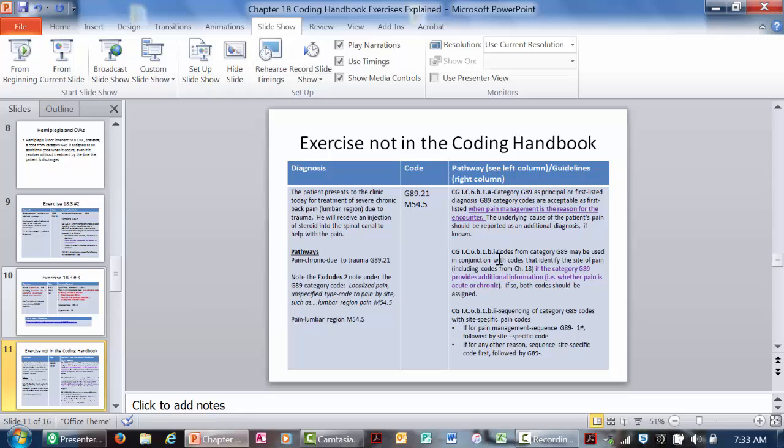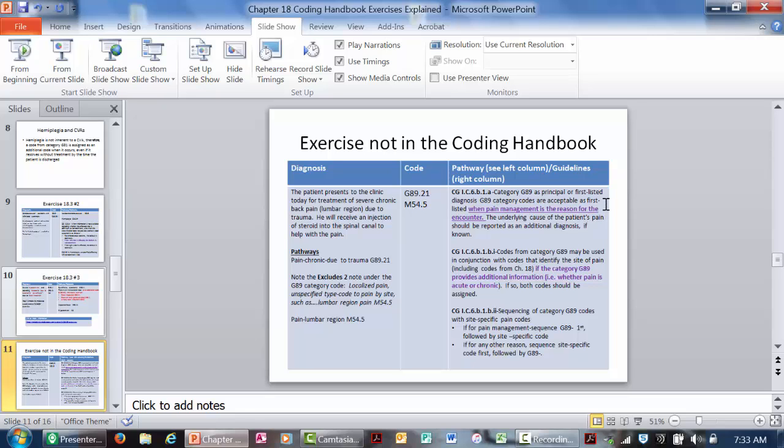1C6B1A, 1C6B1B little i, and 1C6B1B 2 little i's. And this is when you are using the code G89 as a principal or the first listed. In this case, since we're in a clinic, it would be called first listed. It would not be called principal.